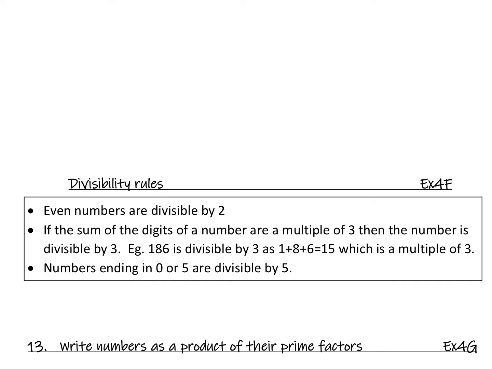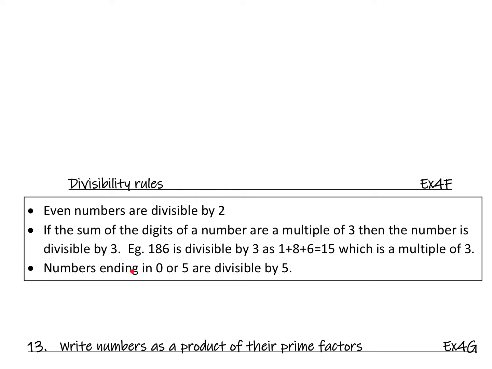So an example of that would be 186. If you're trying to check is it divisible by 3, what you can do is add those 3 digits up. So 1 plus 8 plus 6, which is 15. Now 15 is divisible by 3, i.e. it's a multiple of 3. And that means that 186 itself is divisible by 3.